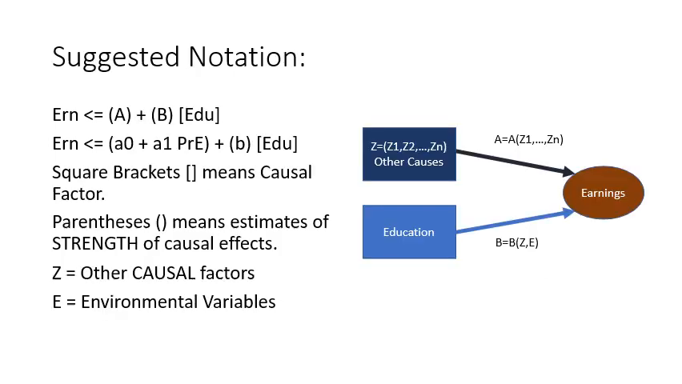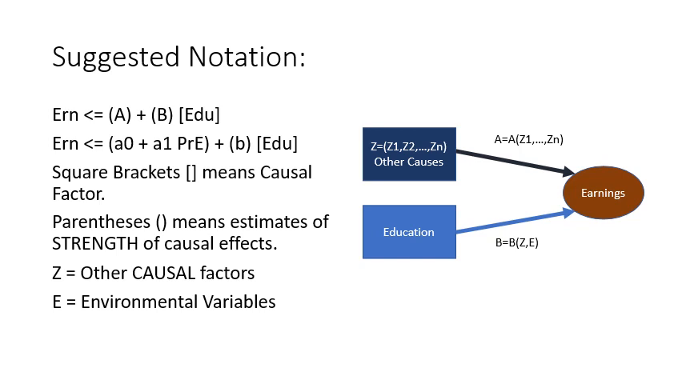So we suggest that we create a new notation, earnings ← (a) + (b) times [edu]. So now the a and the b are the parameters of the relationship, and these parameters a and b can be affected by other variables, which are not part of the causal relationship. So the square bracket on the edu says that this is a causal factor for earnings, and the parentheses just says that these are measures of the strength.